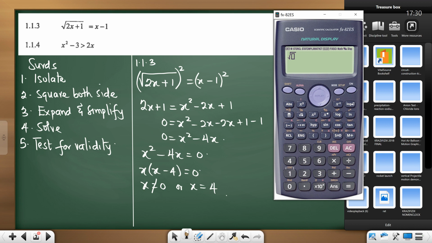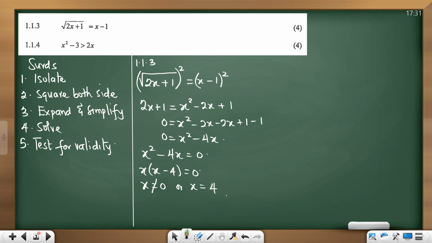Let's check. If I then put a 4, 2 times 4, 8, plus 1, 9. The square root of 9, we know that is what? 3. All right. And then 4 minus 1, 3. That one is correct. For testing, you get that mark there. Please, very important. Test your answer always whenever you see a surd equation.